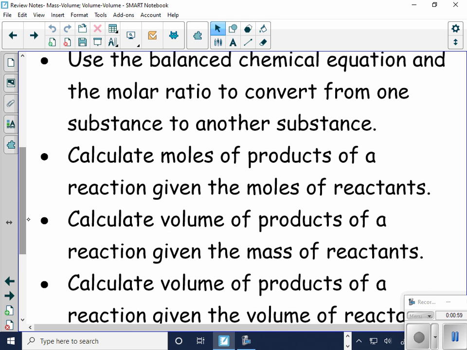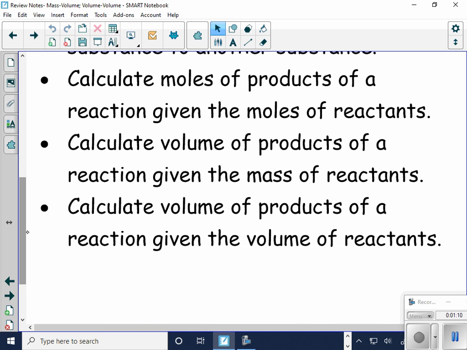We're going to calculate the moles of products if we are given the moles of reactants. We've done all that already. That is nothing new. The new part are these last two bullets. To calculate the volume of products of a reaction if we are given the mass of the reactants. And the second one is to calculate the volume of products of a reaction given the volume of reactants.